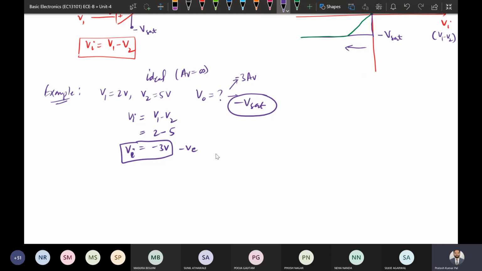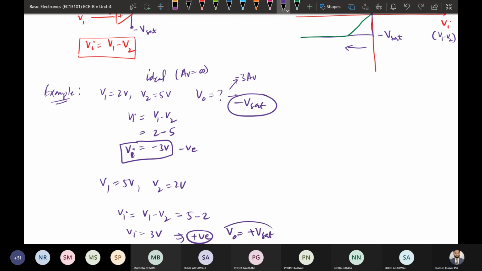if V1 is equal to 5 volt and V2 is equal to 2 volt, then at that time V input will be equal to V1 minus V2. So V1 is 5 volt minus 2 volt, so V input is 3 volt. If V input is 3 volt, it implies it is a positive value. So on the positive side, the output will always be equal to plus V sat. Okay, so this is the case of the ideal one.